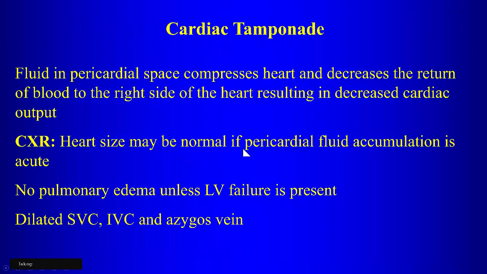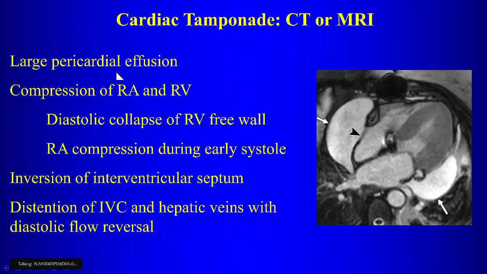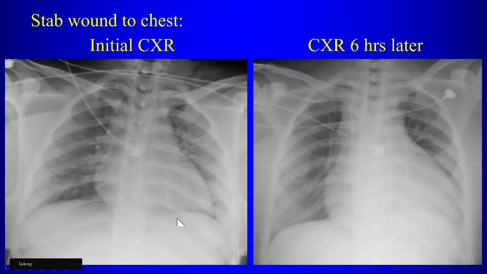So cardiac tamponade, the heart size may be normal if the pericardial fluid accumulation is acute. Usually no pulmonary edema. You might have dilated SVC, IVC, and azygous vein. Right? And the problem is it's going to decrease the venous return to the heart, which will decrease the cardiac output. So can be associated with large effusion, compression of the right atrium and the right ventricle, diastolic collapse of the right ventricular free wall, also right atrial compression during early systole. Right? Inversion of the interventricular septum, so that might be bowed towards the left side. And we talked about distension of the IVC and hepatic veins.